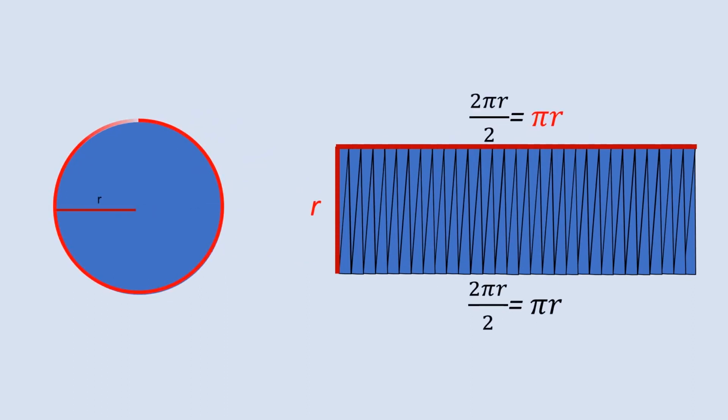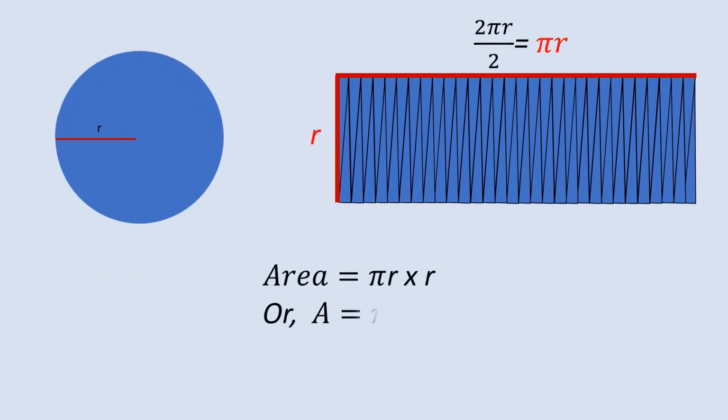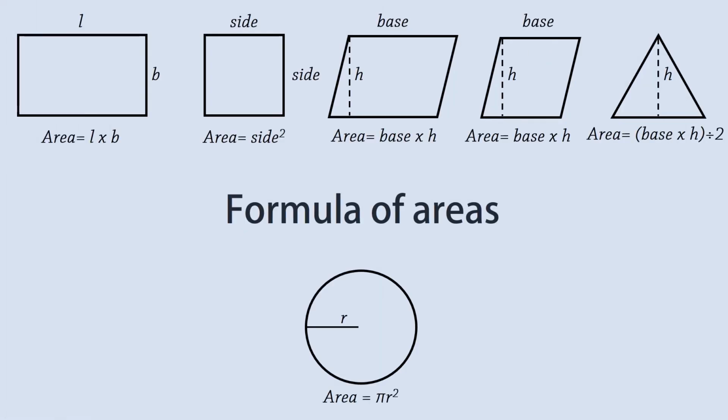Here the width of the rectangle is the radius of the circle, and the length is half the length of the circumference. So the length will be 2 pi r divided by 2 or pi r. The formula for the area will be pi r times r, or as we know, pi r square. There you have it, one formula for all these shapes.